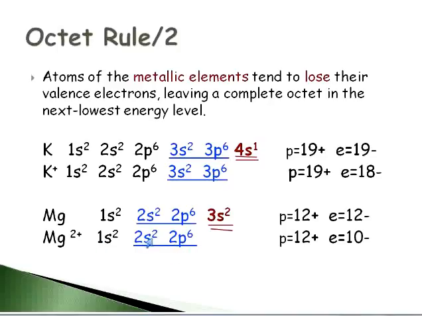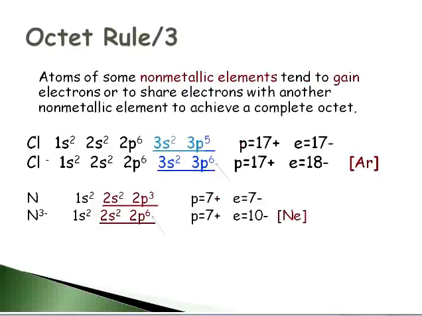Again, this is all full. It has 8. 6, 2 plus 6 is 8. So see, 10 electrons would be the same as neon, 18 electrons would be the same as argon. So we lose this valence electron. Those are metallic elements.